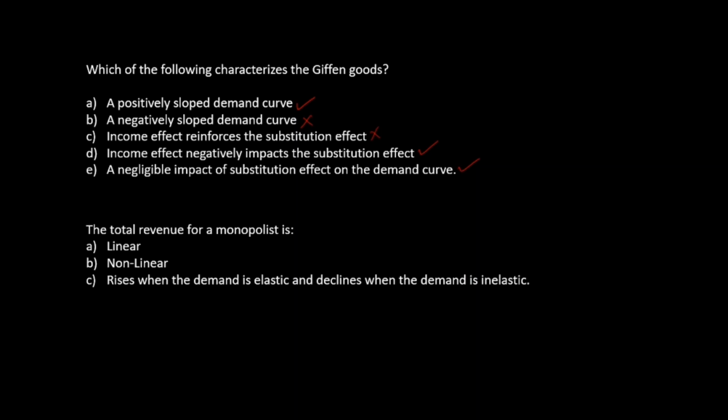So we saw that the total revenue curve is non-linear and when the demand is elastic, the quantity demanded increases exponentially with every decrease in price. So as a result, my total revenue increases. But beyond a certain point, when the demand becomes inelastic, the change in quantity demanded is at a much slower rate as compared to the price decrease. So the total revenue decreases.